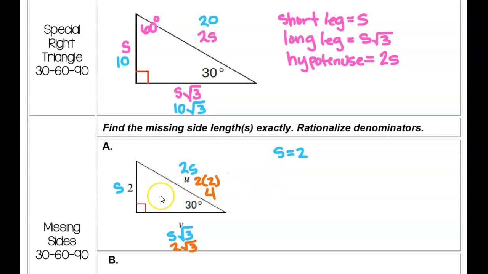So what are we looking for? We're looking for side length V and U. So side length V, the long leg, is 2 times the square root of 3, and U, which is the hypotenuse, is 4.